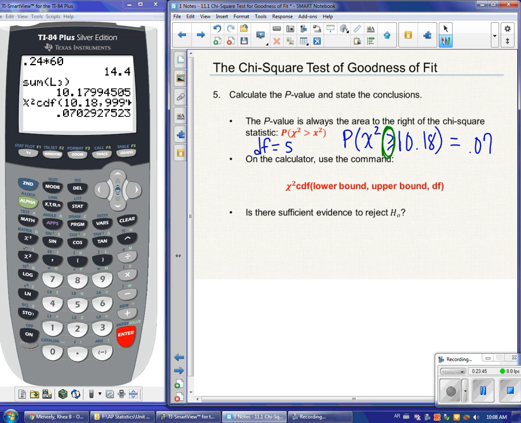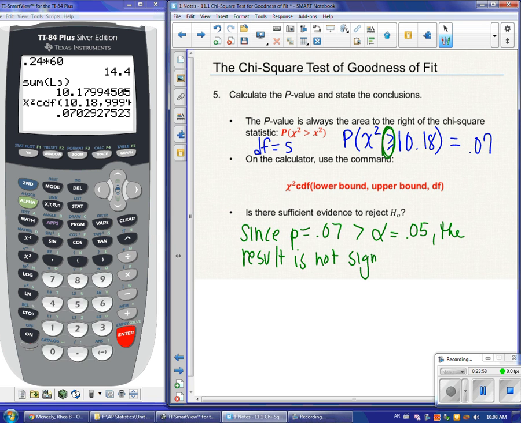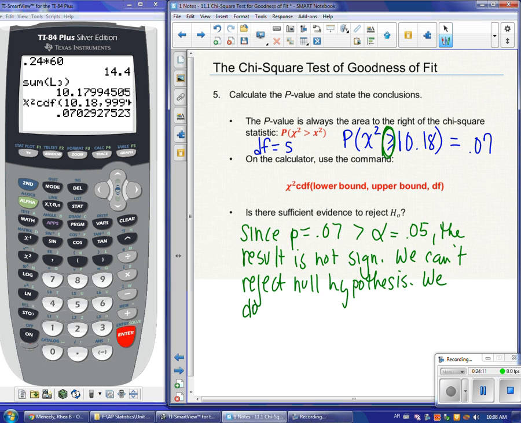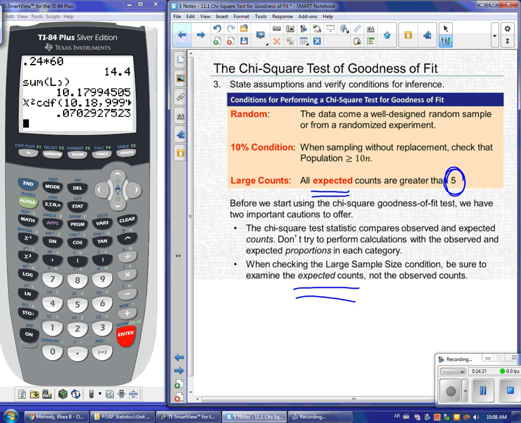So let's write it out. Since p is equal to 0.07 and that's greater than an alpha of 0.05, the result is not significant. We cannot reject the null hypothesis. We do not have evidence to conclude. And let's just refer back to what we said the null hypothesis was.